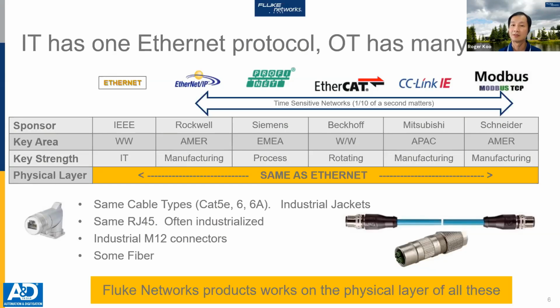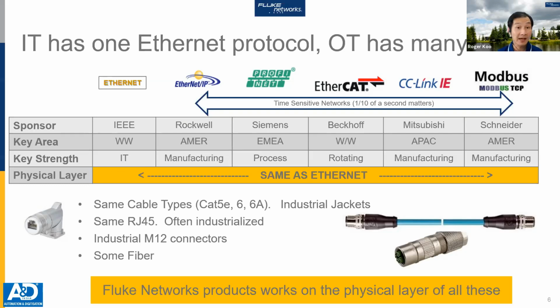In the IT world, Ethernet has grown to become the world's most common networking system. In OT, vendors and standards organizations have adopted the underlying physical layer of Ethernet to create a variety of technologies, such as Ethernet IP, Profinet, EtherCAT, CC-Link IE, Modbus TCP, just to name a few. All these protocols are optimized for industrial automation, sharing that same physical layer.